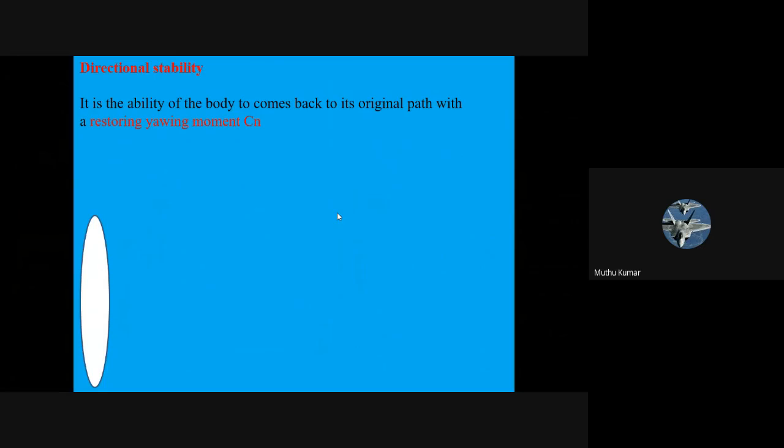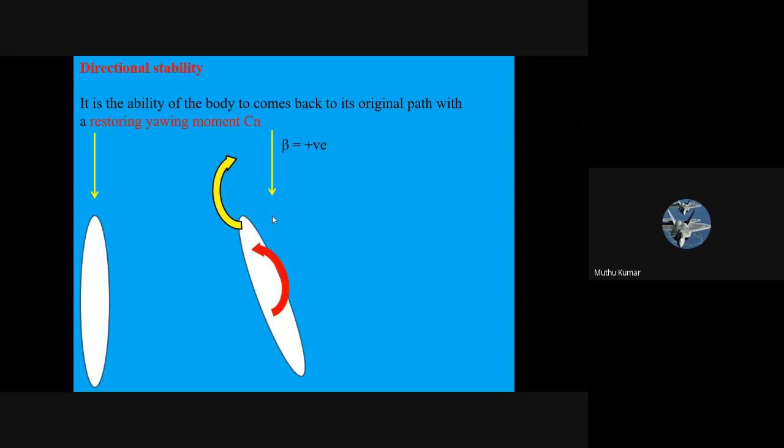So directional stability is all about creating a restoring yawing moment. The aircraft is flying calmly straight, with the flow coming exactly to the nose. Now there is a disturbance, and a moment has been created towards port, due to some disturbance. So this is the scenario: airflow coming to the right of the aircraft. Correct? So positive sideslip. So for stability with positive beta, what do I need? I have to produce a moment towards the starboard. Starboard moment is taken as positive. Then what happens? It comes back. This is called a stable situation.